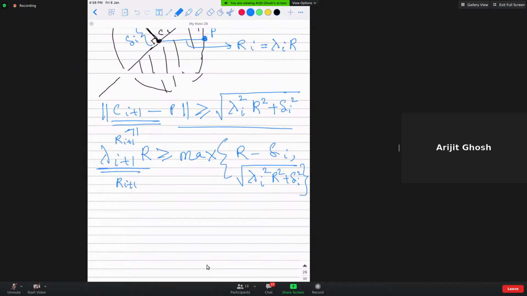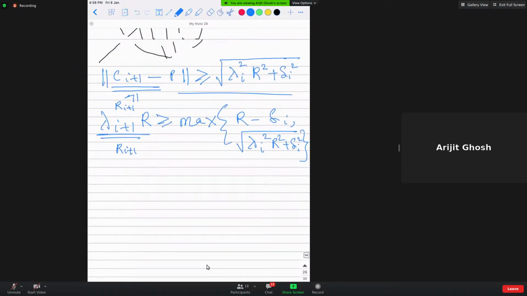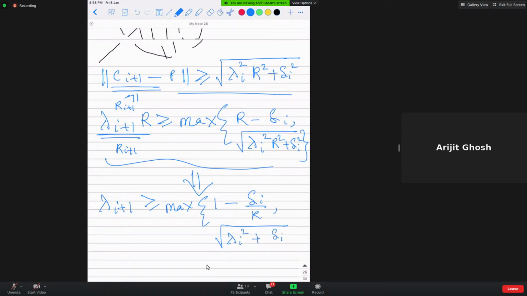So let me rewrite this recurrence inequality more cleanly. I have lambda i plus 1 is greater than or equal to the max of 1 minus delta i by R, comma, square root of lambda i squared plus delta i squared by R squared.